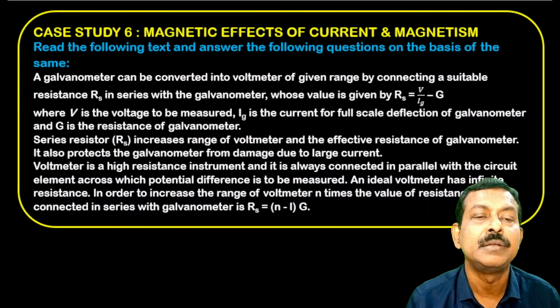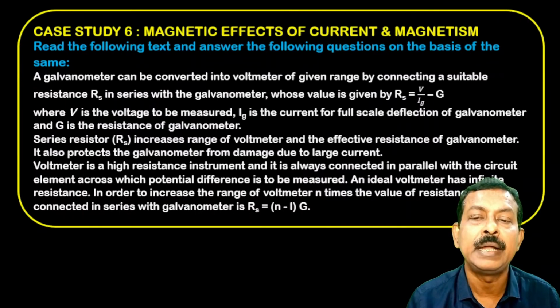A voltmeter is a high resistance instrument and it is always connected in parallel with the circuit element across which the potential difference is to be measured. An ideal voltmeter has infinite resistance. In order to increase the range of the voltmeter n times, the resistance to be connected in series with the galvanometer is Rs equals n minus 1 into G.